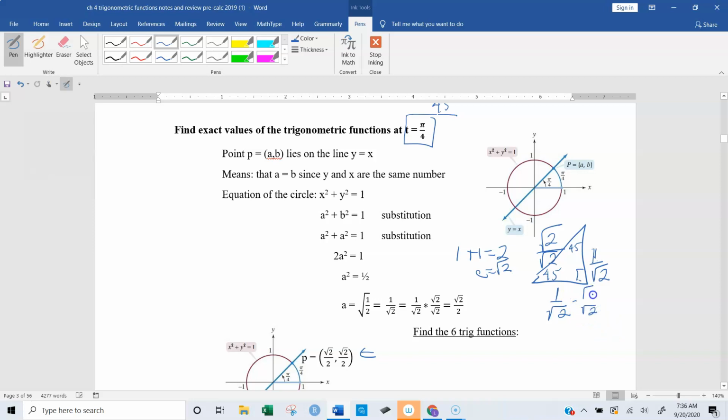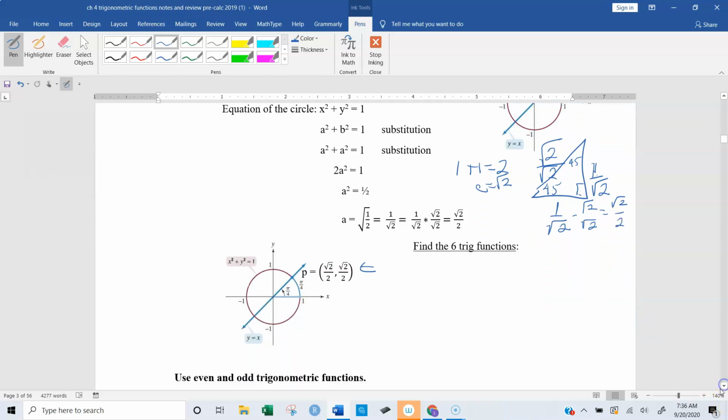Multiplied by the square root of 2. So we got the square root of 2 over 2. So now that we've done that, we know this point value. So now we can find all of our trig functions on the unit circle. So remember, this is x and this is y. So x is the square root of 2 over 2 and y is also the square root of 2 over 2.